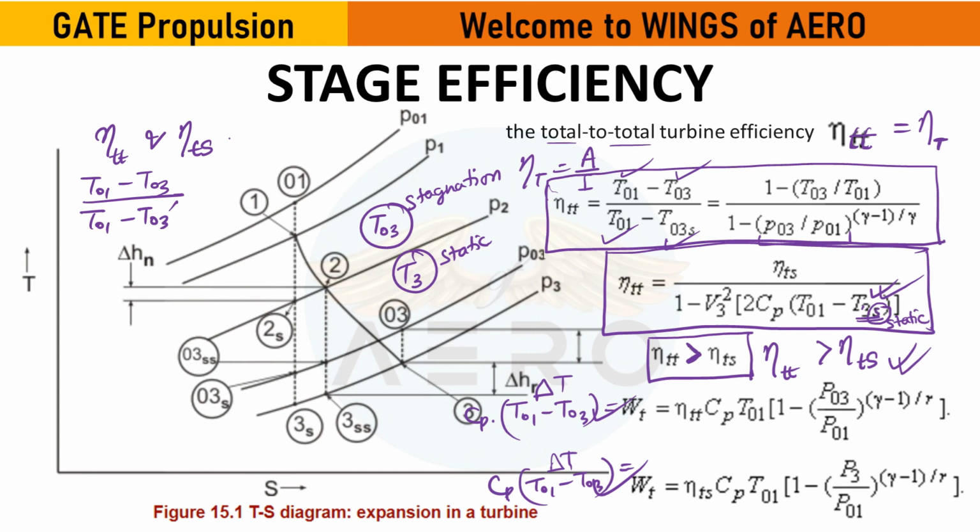They might not give you the work done, they might give you the other factors, so using this relation you have to find it out. There is no difference. The main difference is that here they have the stagnation pressure, and here we have the static pressure.